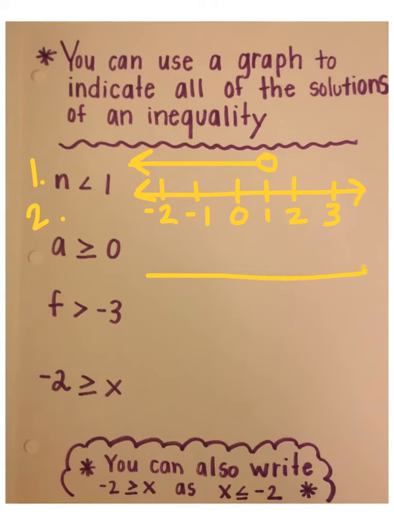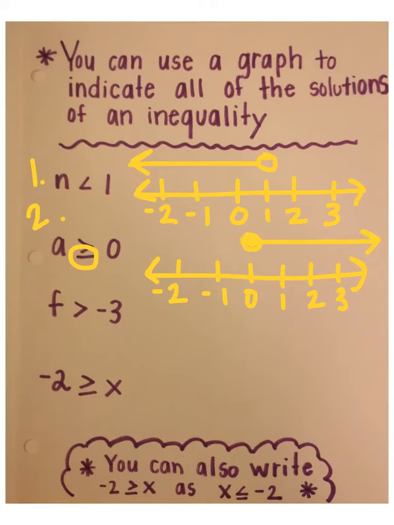Start by drawing my number line. Okay? 0, 1, 2, 3. I'm going to put some negatives on there. Here we see that a is greater than or equal to 0. So my line is going to go above 0. And this time I'm going to have a line going to the right on the number line. Because I have this greater than or equal to 0, I'm actually going to fill in this circle.